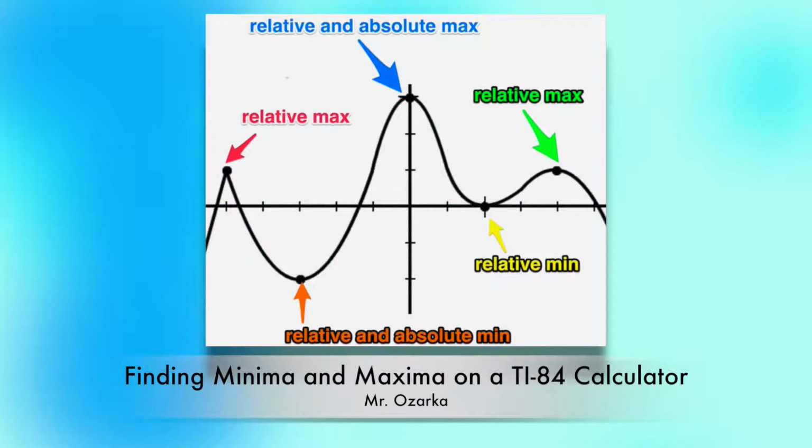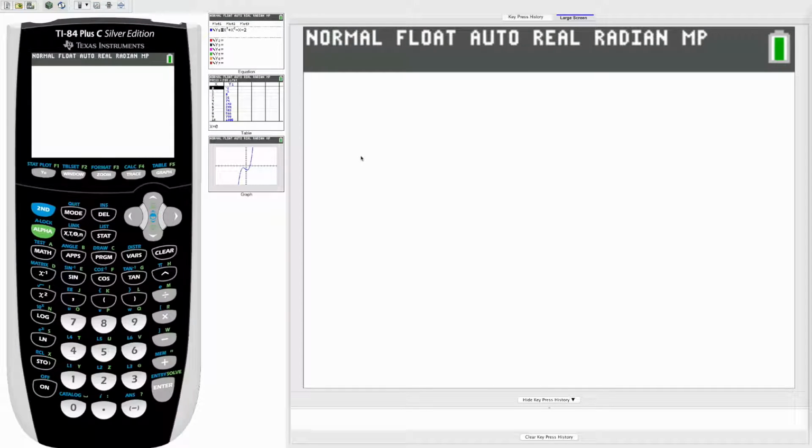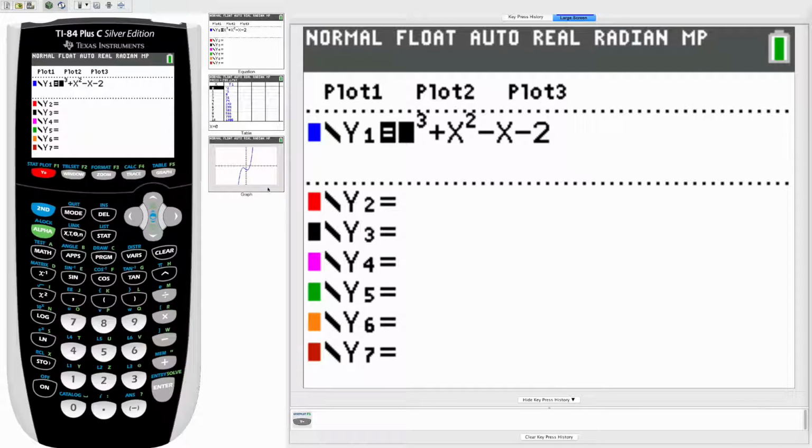This is going to be a video about how to use a TI-84 calculator to find mins and maxes of graphs of functions. The first thing you're going to want to do is put your function into the y equals. So I'm going to click y equals right here, and you can see I've put in an interesting function: x to the third plus x squared minus x minus 2.